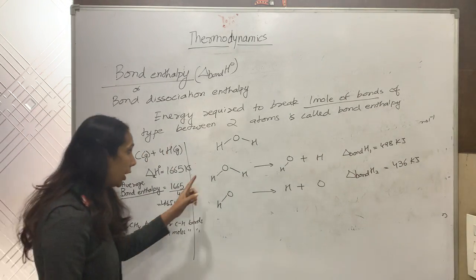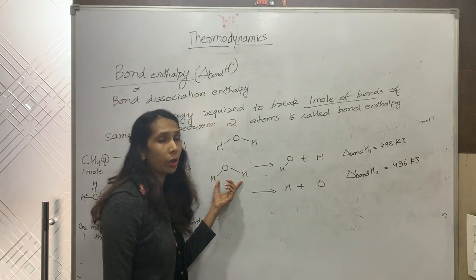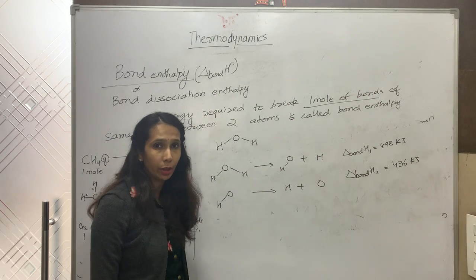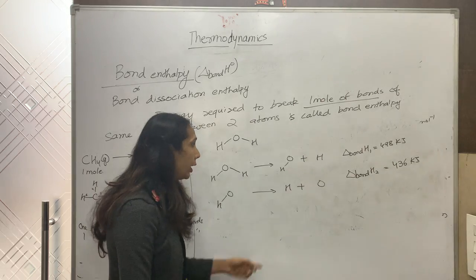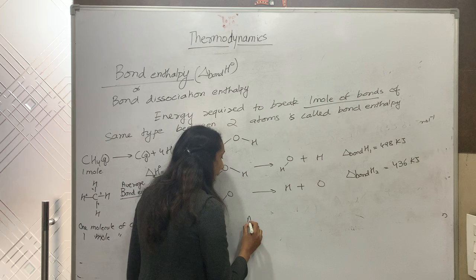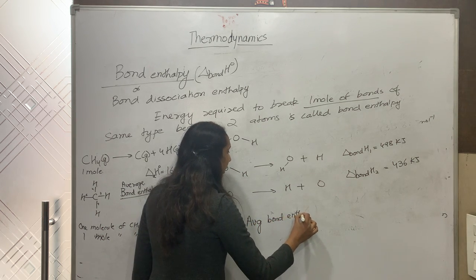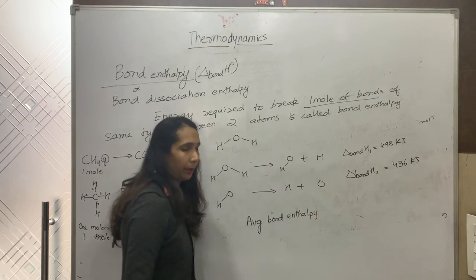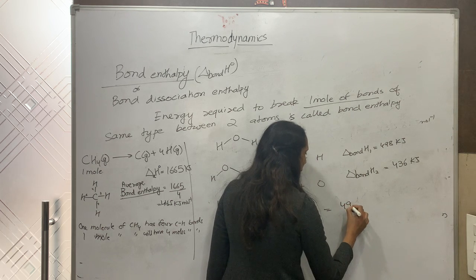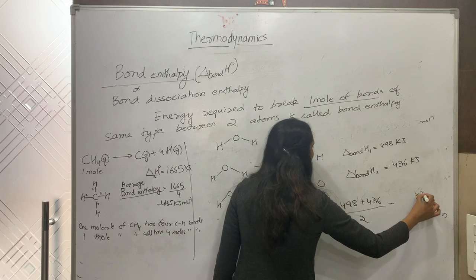Right? Approximately these are the values. Now, to break the first bond you require more energy. Why? Because oxygen's octet is complete and it is stable. But to break the second bond, you require less energy. Now, both the energies are required to break the O-H bond. So what do we consider? We calculate the average bond enthalpy. And what is the average bond enthalpy? The sum of the two bond enthalpies divided by 2. That will give you the average bond enthalpy.